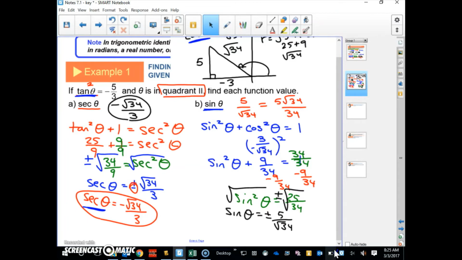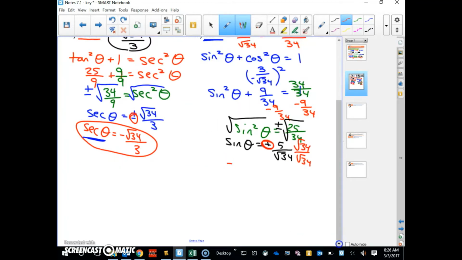Now, in that step, you can go back and say, oh, but wait a minute, we're in the second quadrant, right? And what do we know about sine in the second quadrant? It's positive. So we know it's going to be the positive version. Let's just rationalize, and that's going to give us sine theta equals 5 times the square root of 34 over 34.